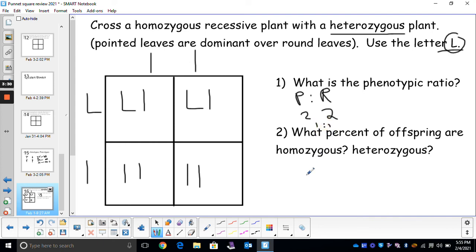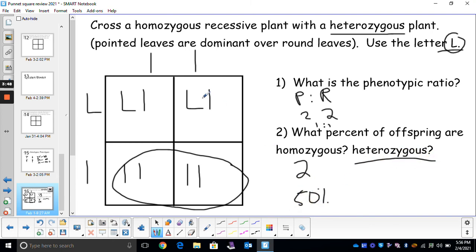What percent of the offspring are homozygous? Homozygous means having the same type of allele or same type of letter. Well, these two right here are homozygous. So I've got 2 homozygous, or that would be 50%. How many are heterozygous? Well, these two each have one dominant, one recessive allele, so they're different alleles. I would have 2, or 50% of the offspring are heterozygous.